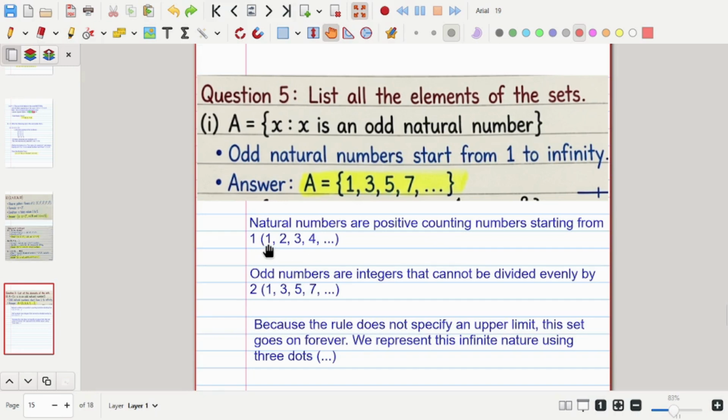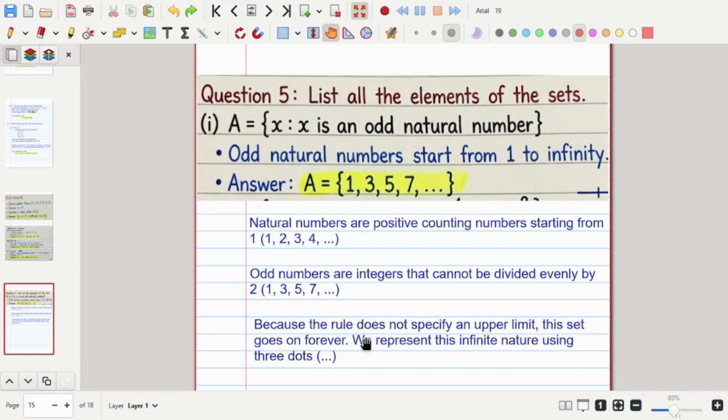For example, 1, 2, 3, 4. The 3 dots mean to infinity. Odd numbers are integers that cannot be divided evenly by 2. Therefore, the numbers are 1, 3, 5, 7 up to infinity.